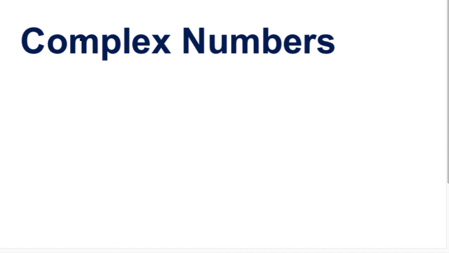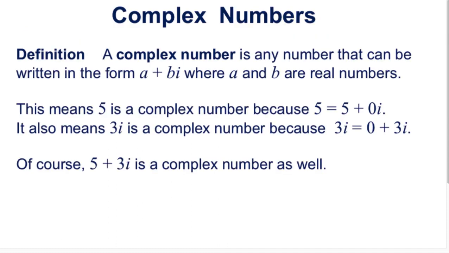Okay, so let's first begin to understand what complex numbers are. The definition of a complex number is any number that can be written in the form a plus bi, where a and b are real numbers. So this means that 5 is a complex number because 5 is made up of 5 as a real number and 0i as an imaginary number. It also means that 3i is a complex number because we have 0 as the real number plus 3i as the imaginary number, right?